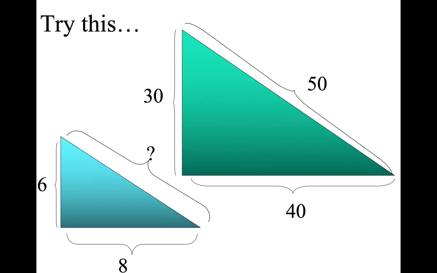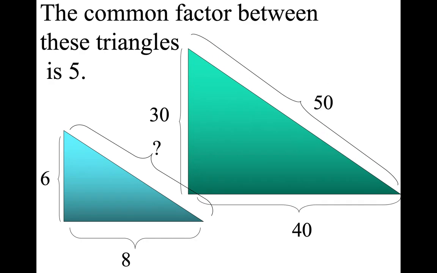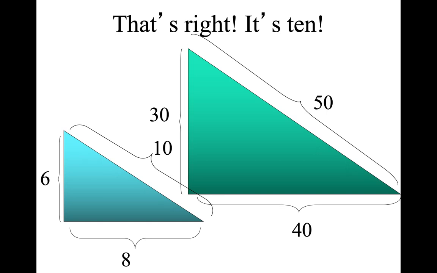So here I broke them apart to compare them better. I found out that the scale factor here is 5 going from the smaller one to the larger one, because 6 times 5 is 30, 8 times 5 is 40, so whatever this is times 5 has to give me 50. And I ended up getting 10.